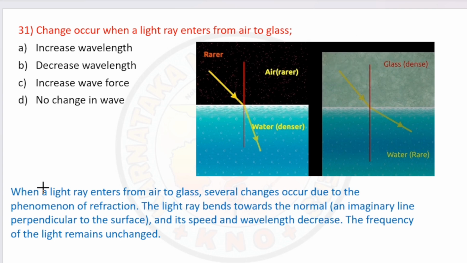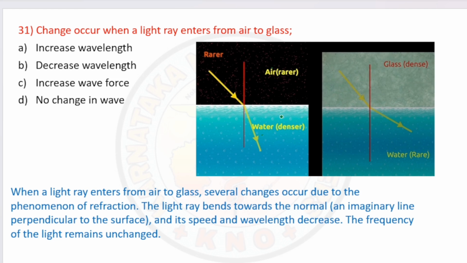See, when a light ray enters from air to glass, see here the first figure, several changes occur due to the phenomenon of refraction. Refraction means the bending of light towards the normal when a light ray enters from air to water. Its speed and wavelength decrease and the frequency of the light remains unchanged, constant. So there is a decrease in wavelength and also speed.